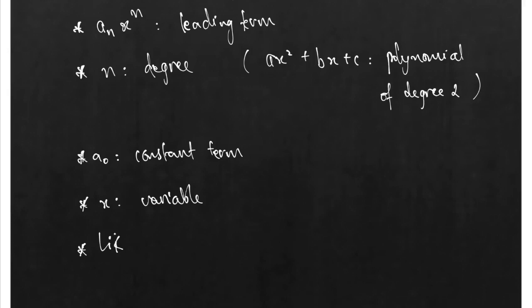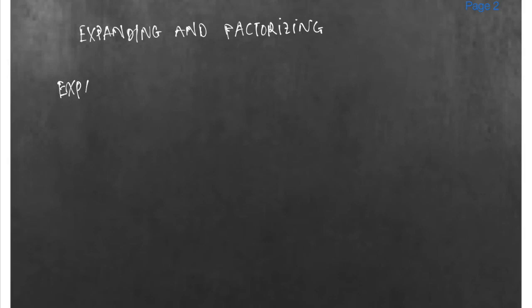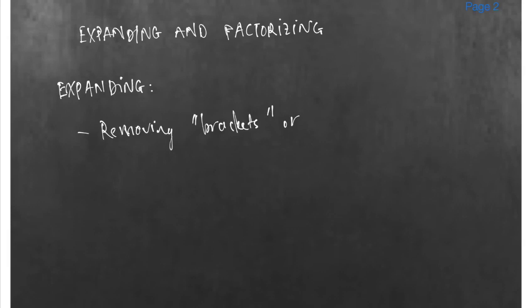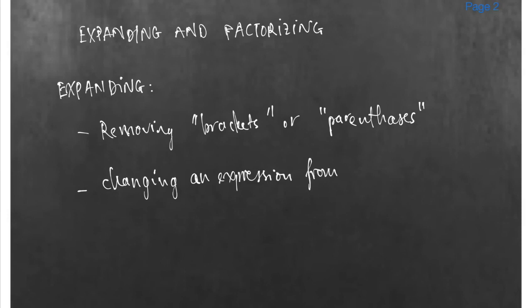Another concept that we talk about in class is like terms. Like terms have the same variable with the same exponent. The two techniques that we use to combine algebraic expressions or polynomial expressions are expanding and factorizing. Expanding is the process of removing brackets or parentheses, or changing an expression from a product of factors to a sum or difference of terms.